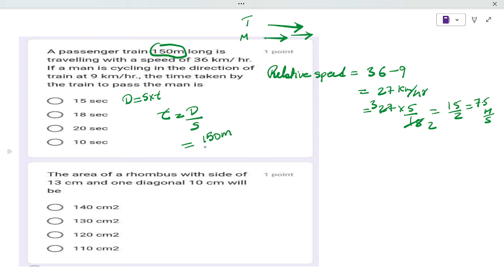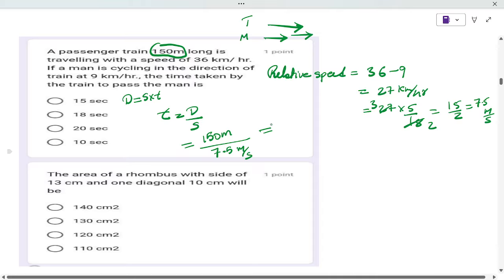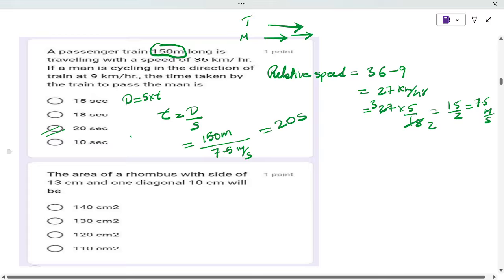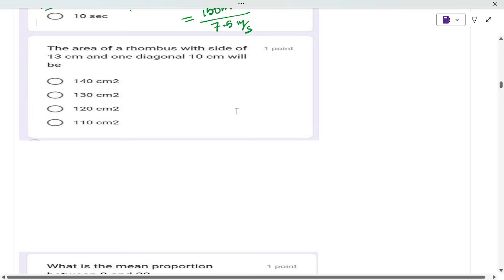Alright. So divided by the speed, which is 7.5 meter per second. So meter will be cancelled. Now we'll get the answer in terms of seconds. So 150 divided by 7.5, 15 is 7.5 two times, or no? Yes, and the 0. So 20 seconds. Alright, 20 seconds. When you cancel, you will get 20 seconds. Okay. Next one is what?